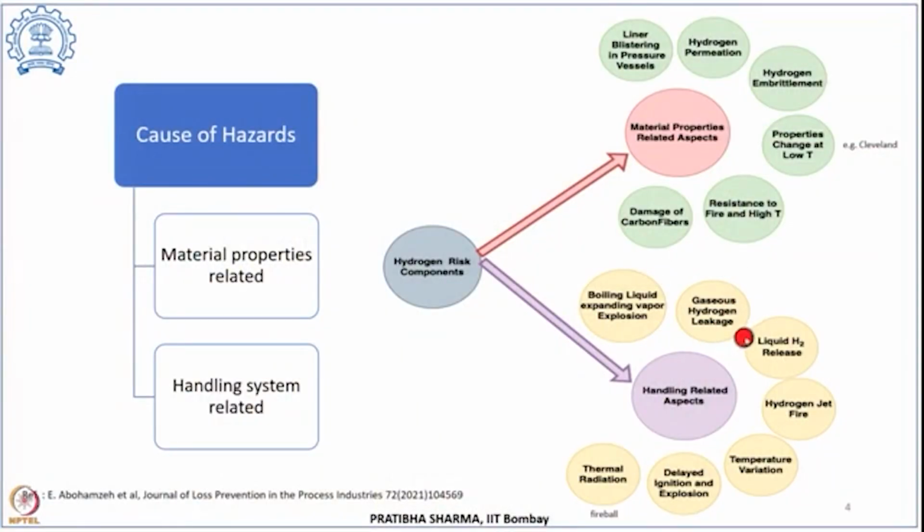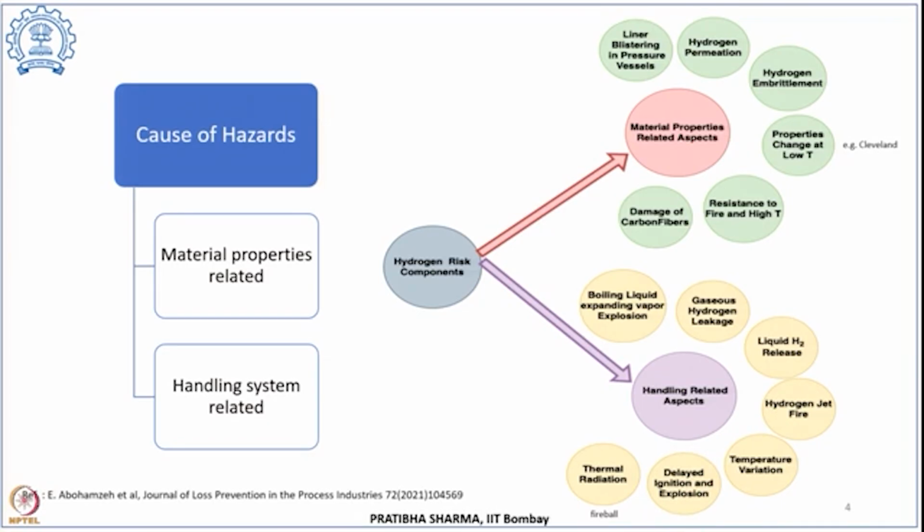However, if there are certain deformities or crack formation, maybe because of embrittlement, that can lead to rapid release of gaseous hydrogen, and that rapid release could be followed either by immediate ignition or by a delayed ignition, and that will have different impacts. So gaseous hydrogen leakage can arise and can lead to later hazards, which could be in the form of either a hydrogen jet fire or a delayed ignition leading to explosion.